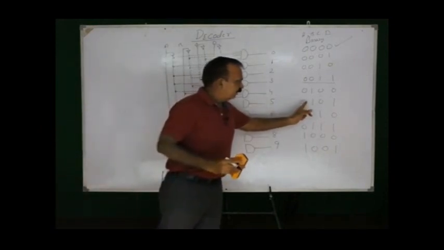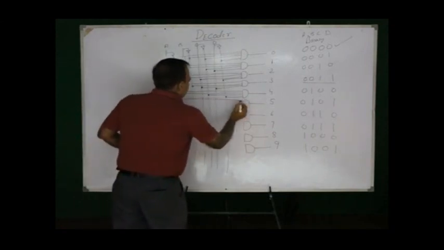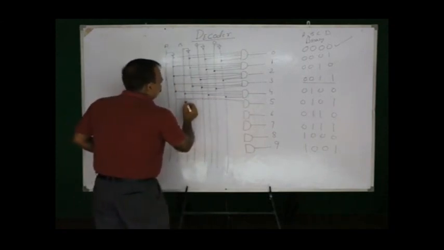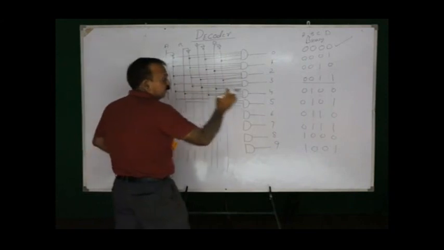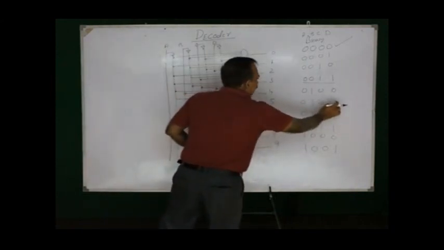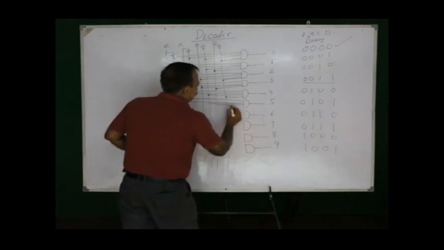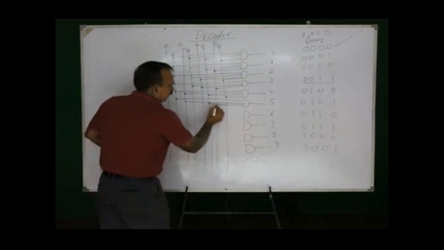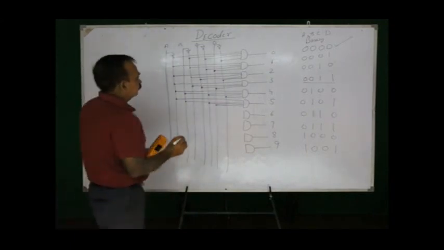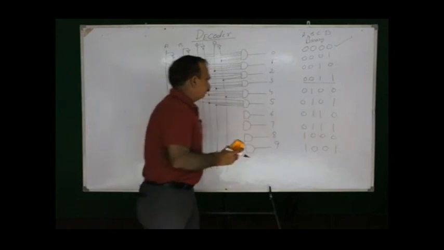What about the next? A bar, B, C bar, D. This is A bar. The next one is B. The next one is C bar, and the last one is D. So, A bar, B, C bar, D. Next is 6. A bar, B, C, D bar.